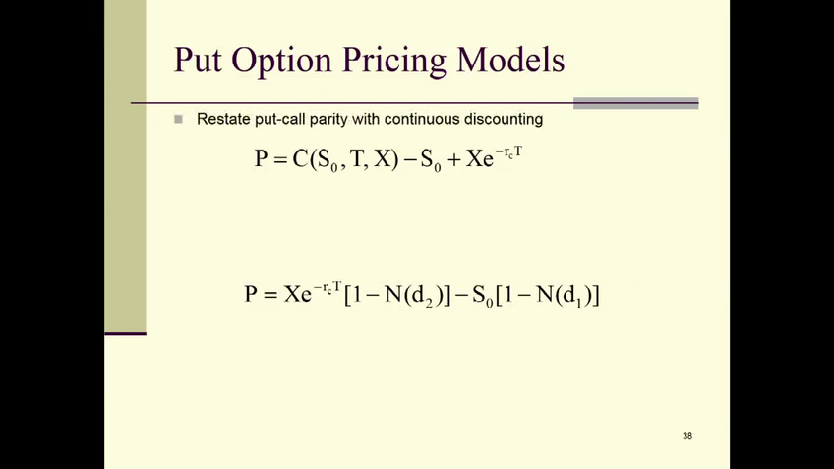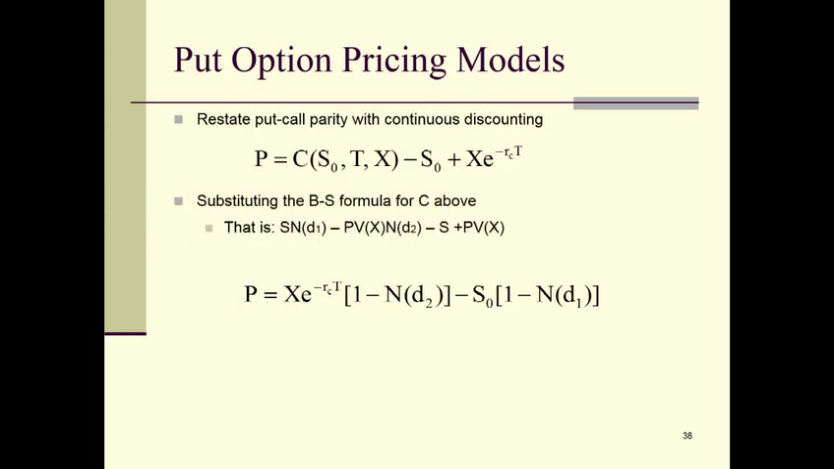Now, you know your put-call parity says that a put is equal to a call plus a bond minus your spot, right? So this is the first formula here. Now, you also know that the Black-Scholes formula for a call is equal to S N(d1) minus present value of X N(d2), right?